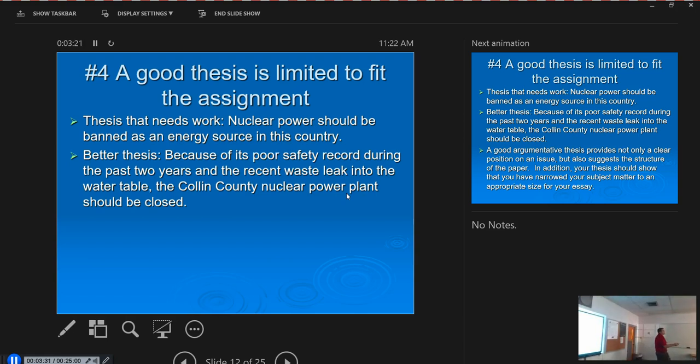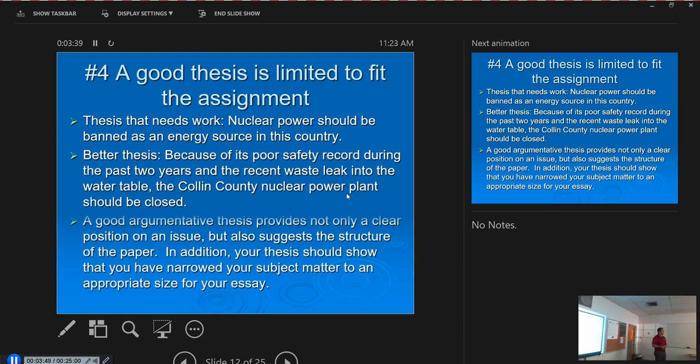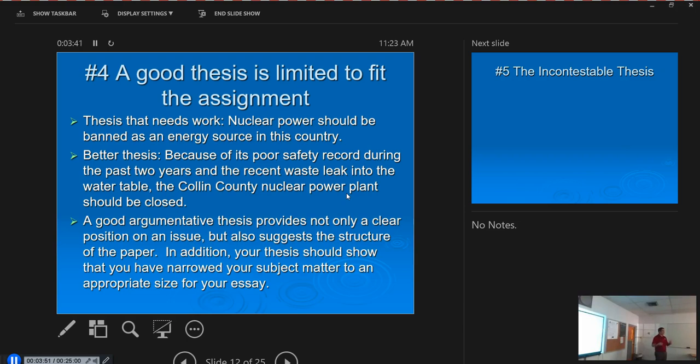If you're being given a 3 to 5 page essay, let's approach something that we can finish in a 3 to 5 page essay. Because of its poor safety record during the past 2 years and the recent waste leak into the water table, the Collin County nuclear power plant should be closed. We're talking about one plant, and we're giving specific reasons for why it should be closed.